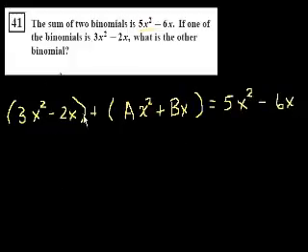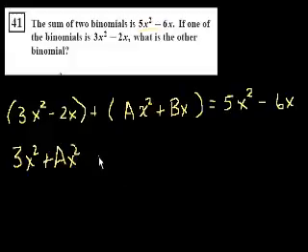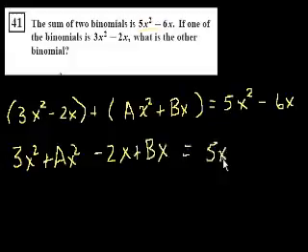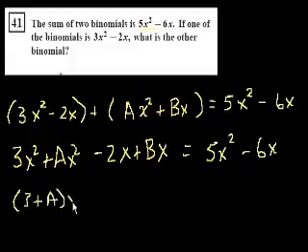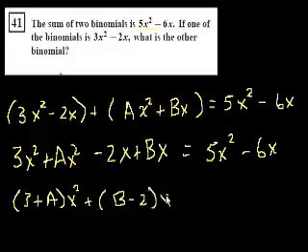Now let's see what we can do. Well, this is a plus here, so the parentheses really don't matter. We can rearrange this as 3x squared plus ax squared minus 2x plus bx is equal to 5x squared minus 6x. 3x squared plus ax squared is the same thing as (3 plus a)x squared. And then minus 2x plus bx is the same thing as (b minus 2)x. I just took the coefficients and added them together. We could have written this in the other order to begin with. Is equal to 5x squared minus 6x.